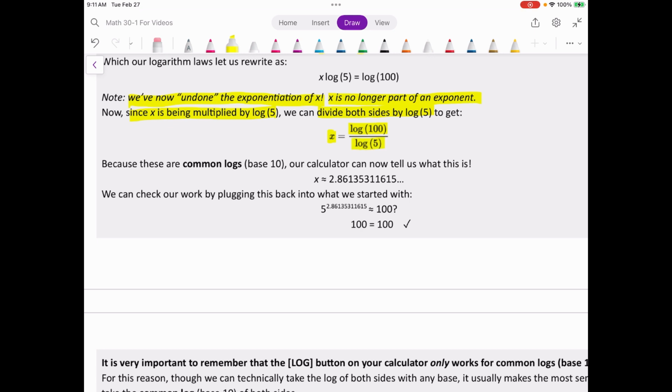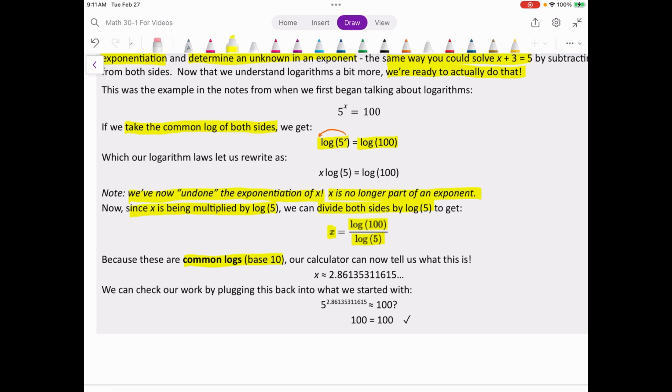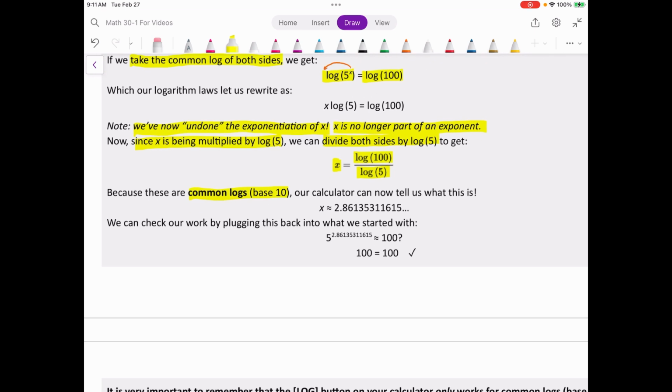Now, these are common logs. They're base 10. We took the log of both sides, so more often than not, it makes sense to choose the common log, base 10. The only reason for that is that the log button on your calculator is only set up to work for base 10 logs. Some of the newer calculators let you change the base, but honestly, it's not really the type of question where that would be helpful anyway, okay?